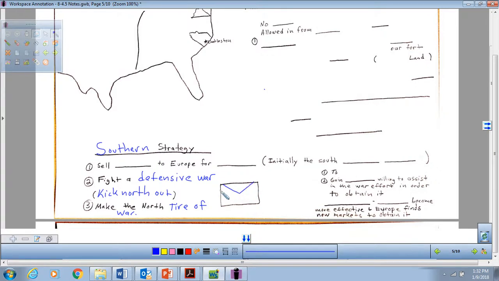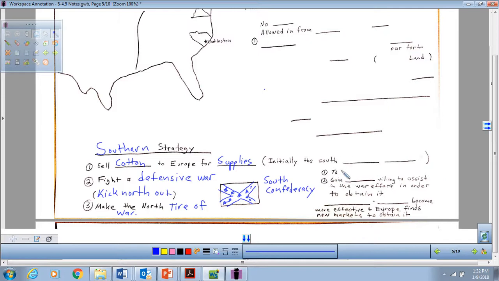And since I drew the Northern Union flag, I too am going to draw the Southern flag, which the South was called what? The Confederacy. Now, the Southern strategy, of course, they don't have the manufacturing that the North has, so the Southern strategy, they got to use their cash crop, main one, cotton. They got to sell cotton to Europe for the necessary supplies.